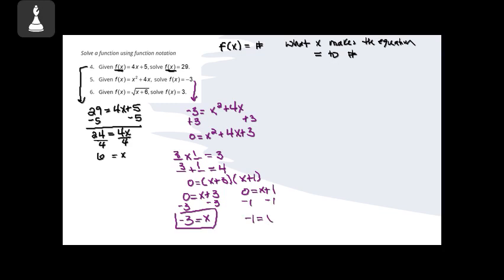And our last one here, f of x equals the square root of x plus 6. Solve f of x equals 3. So we don't know x, but we know our answer is 3. 3 equals the square root of x plus 6. To get rid of the square root, we are going to square both sides. That makes 9 equals x plus 6. And to get x by itself, I'm going to subtract 6. So I see that x equals 3.